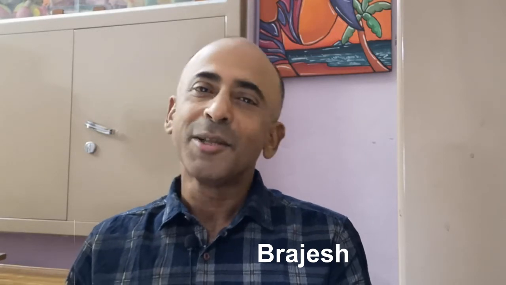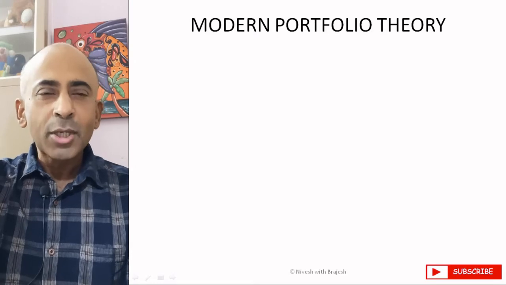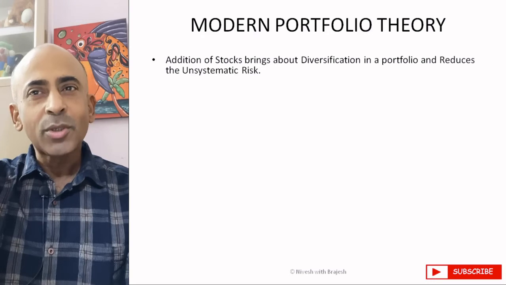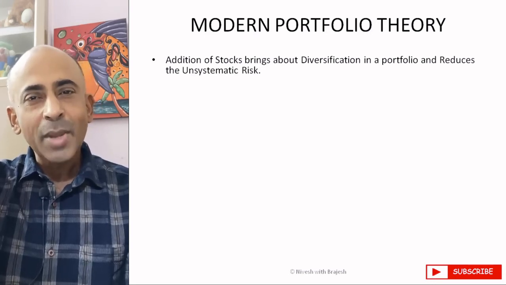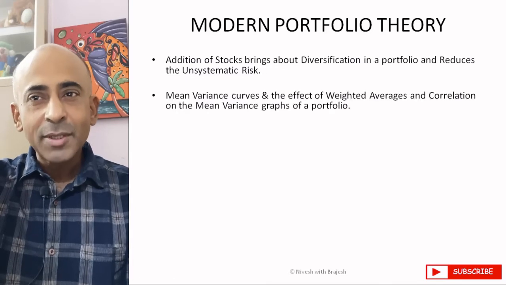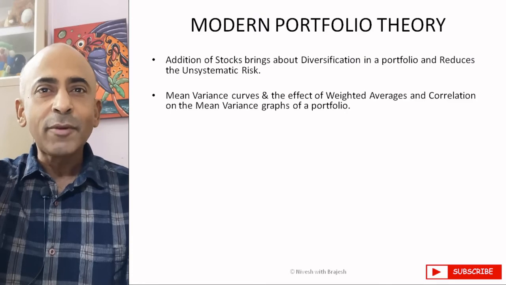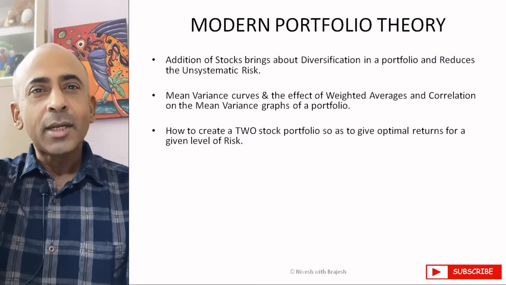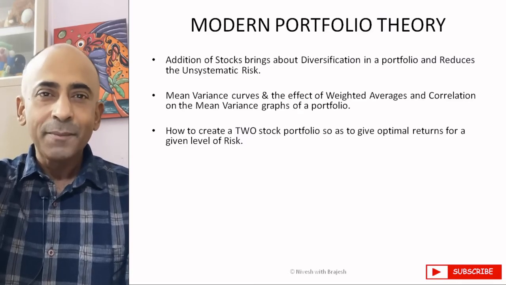We are going to learn a lot about portfolio diversification and the modern portfolio theory. So in this video, we will learn about the modern portfolio theory. We shall learn how addition of stock brings about diversification in a portfolio and reduces the unsystematic risk. We will learn about mean variance curves and the effect of weighted averages and correlation on the mean variance graphs of a portfolio. We will understand in detail and see how to create a two-stock portfolio so as to give optimal returns for a given level of risk.